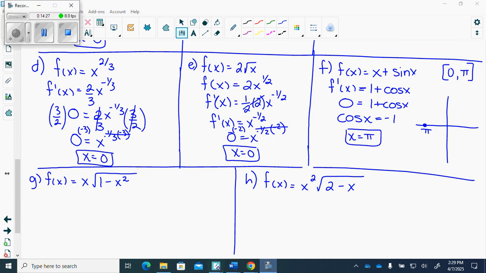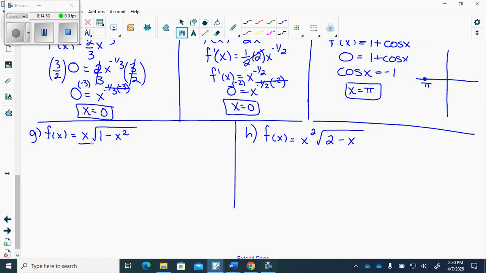So let's type this first one in. Y equals x square root 1 minus x squared. Typing it in. Press graph. Looks like it's got two little max and mins that occur between 0 and 1 and 0 and -1. Correct? Okay, so let's try it out.